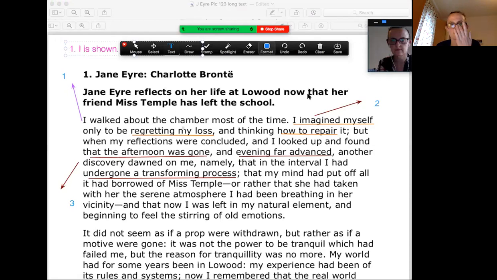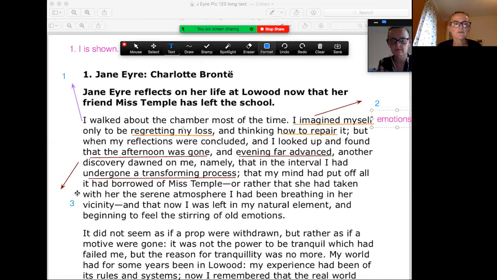Well, what is shown in the text? If we go to the things that I've underlined for you, you can see that we've got imagined, regretted, and repair. So if we think about number two, what is shown in the text? We've got these emotions, yeah? So we've got this I in the text experiencing these emotions, okay?